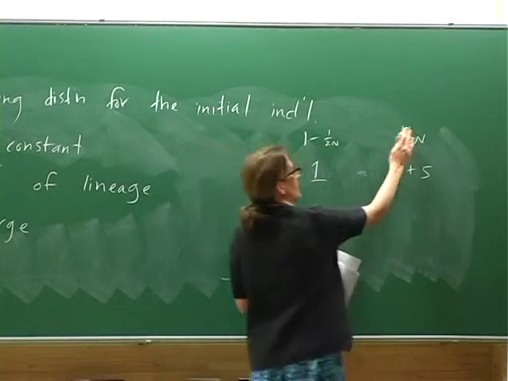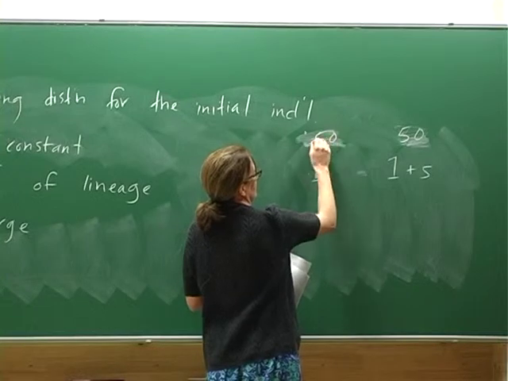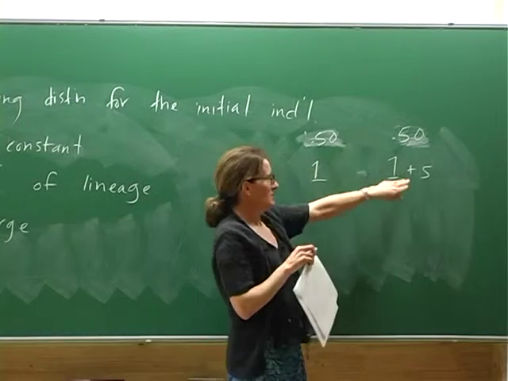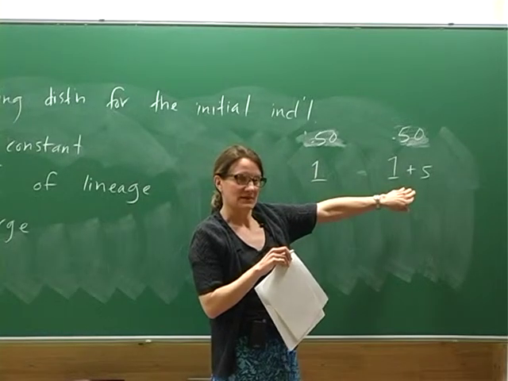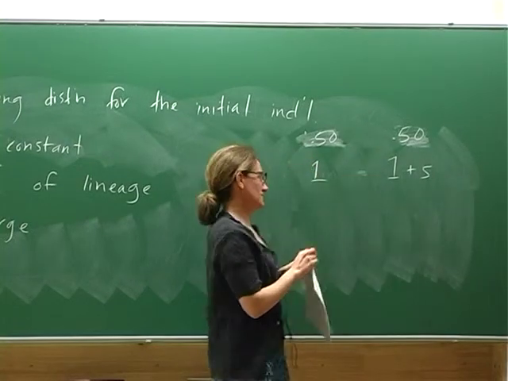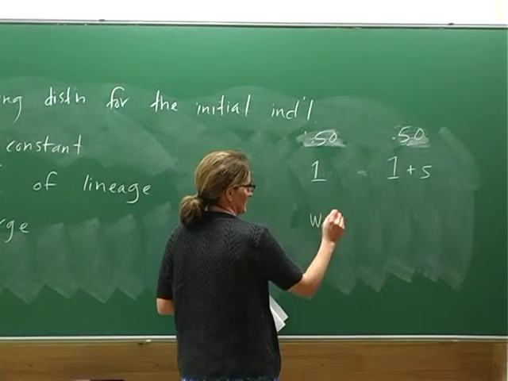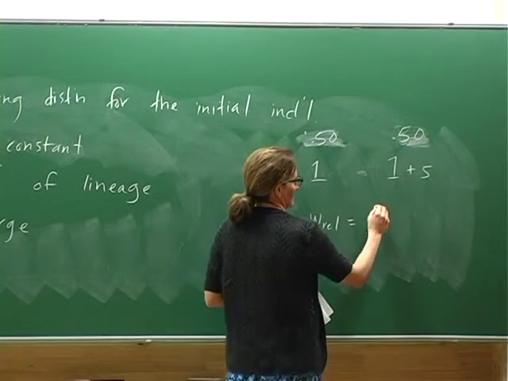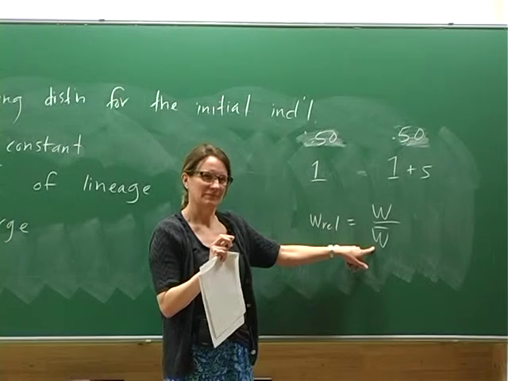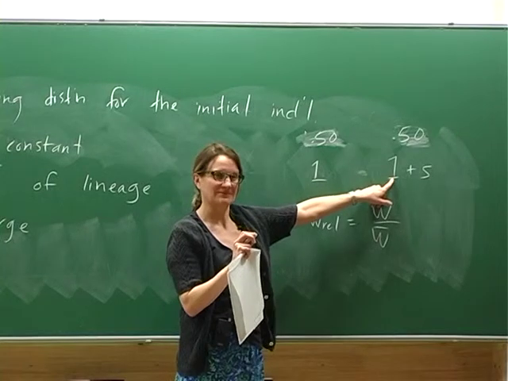Later on, when you have like 50% here and 50% there, then half the population has this fitness. The mean population fitness, sorry, I'm not doing a very good job explaining this. Your fitness is going to be your fitness over the mean population fitness. Yes, the relative fitness of the mutant is going down.